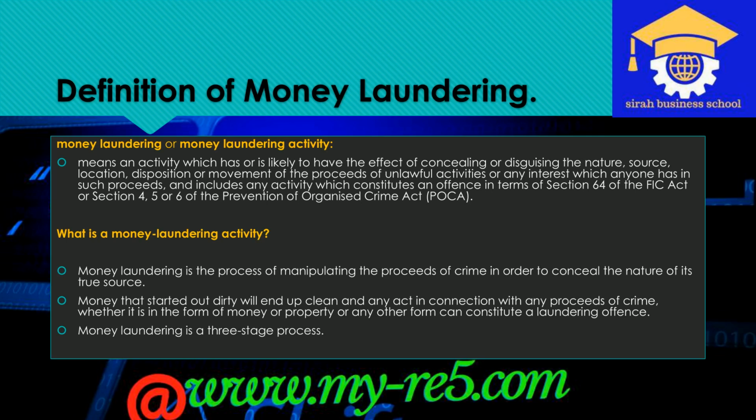What is a money laundering activity? Money laundering is the process of manipulating the proceeds of crime in order to conceal the nature of its true source. Money that started out dirty will end up clean, and any act in connection with any proceeds of crime, whether it is in the form of money or property or any other form, can constitute a laundering offense. Money laundering is a three-stage process.